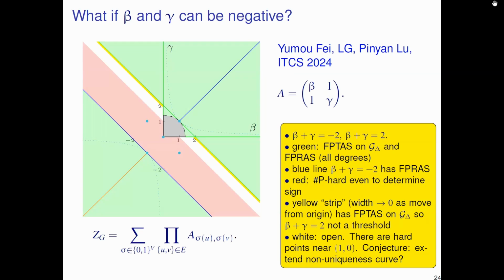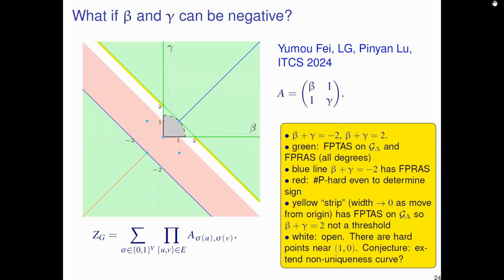The pink zone. The pink zone is where we can show for any point in the pink zone, if you could approximate any point in there, then you could solve all of #P exactly. So those are super, super hard to approximate.